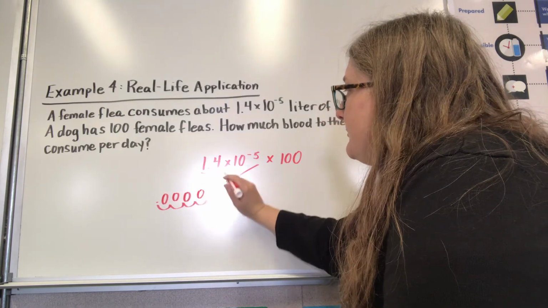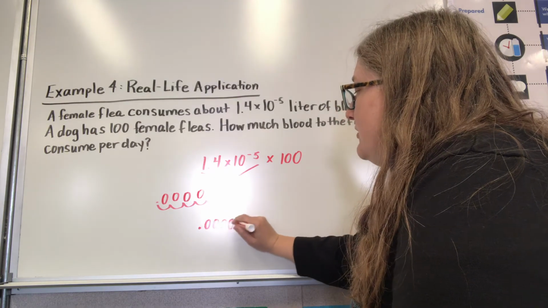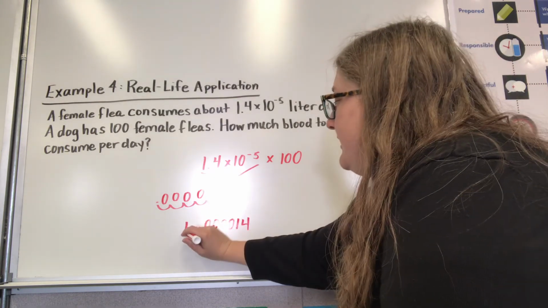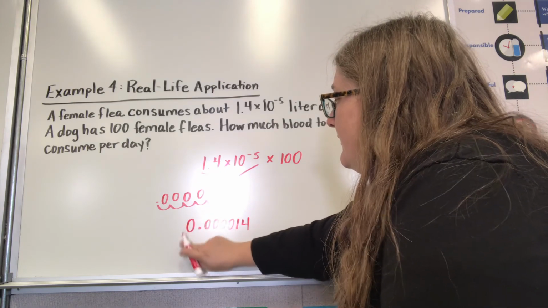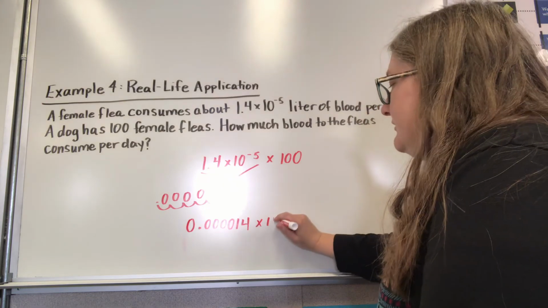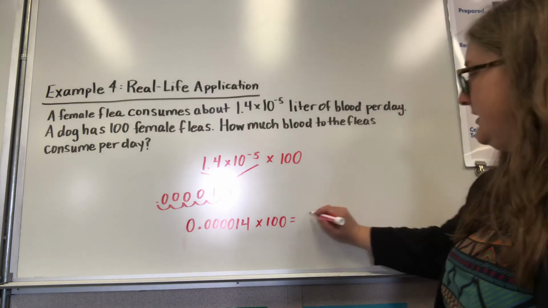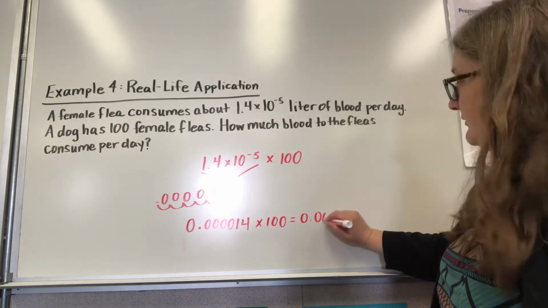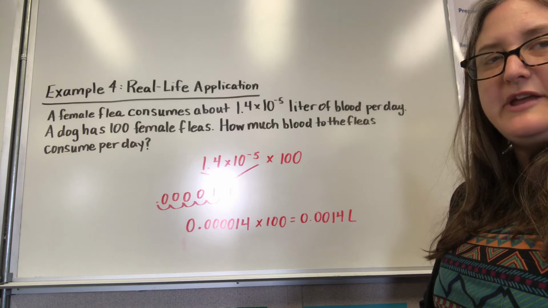So my number for the amount of blood they drink is 0.000014 liters per day. Times 100 of them results in their total being 0.0014 liters of blood drank per day from your dog.